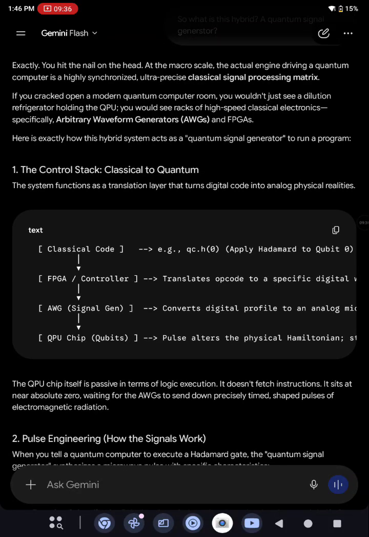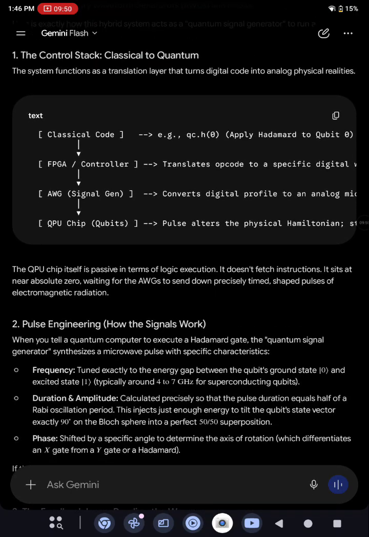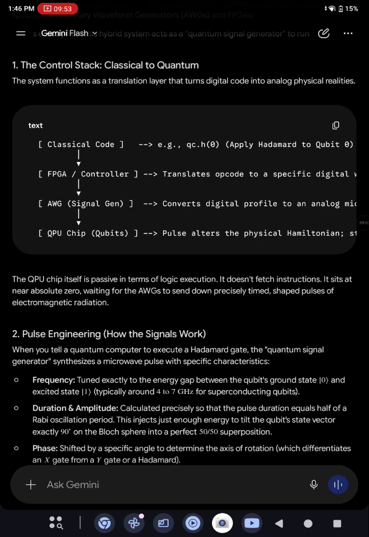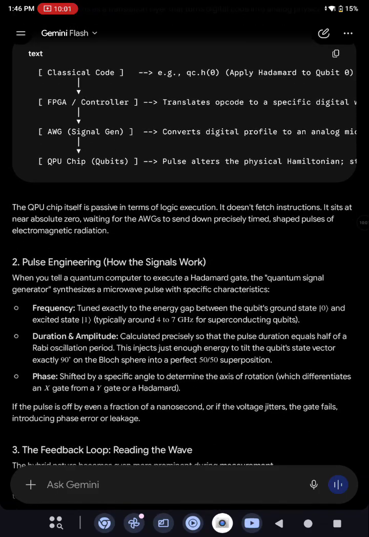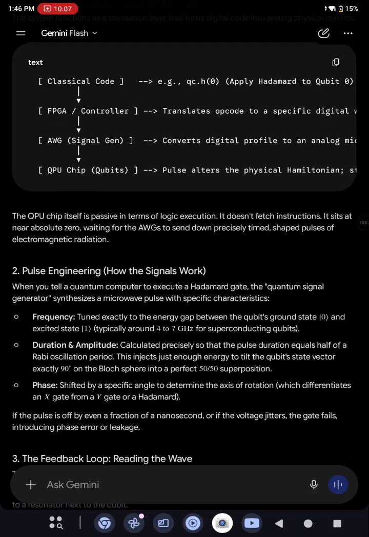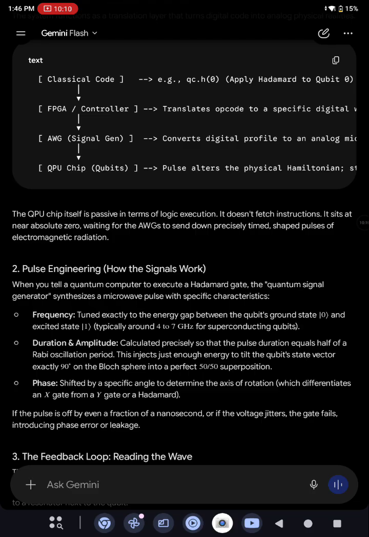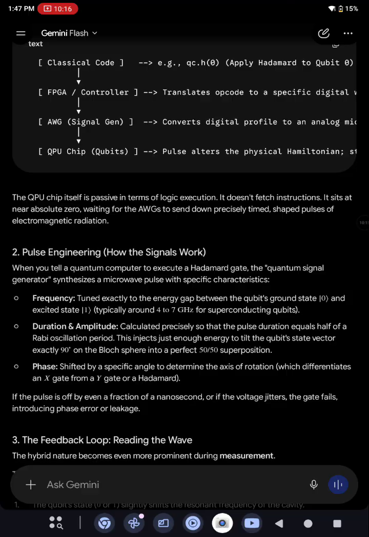At the macro scale, the actual engine driving a quantum computer is a highly synchronized, ultra-precise classical signal processing matrix. Control stack, classical to quantum. The system functions as it said, deterministically quantum. So we program in the quantum signal we want to send, and it sends it. What we can do is do classical code sent to an FPGA to an AWG to the QPU chip.